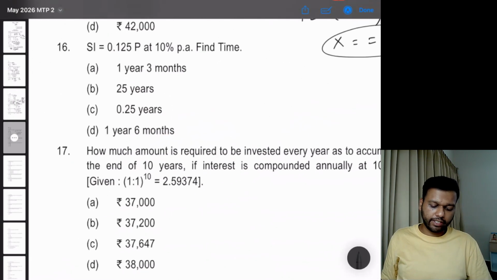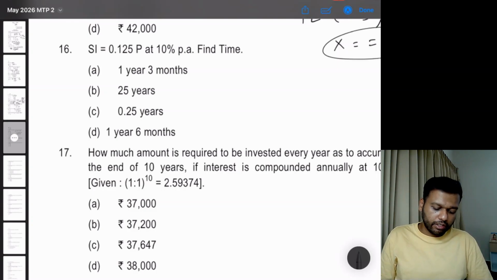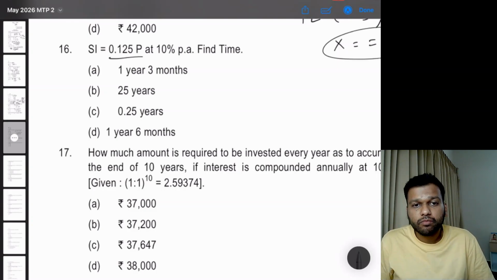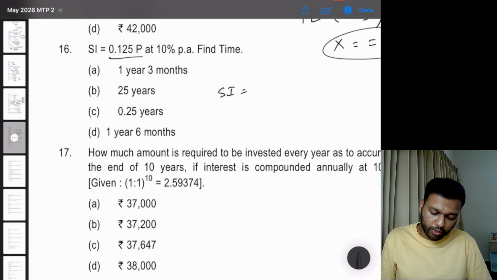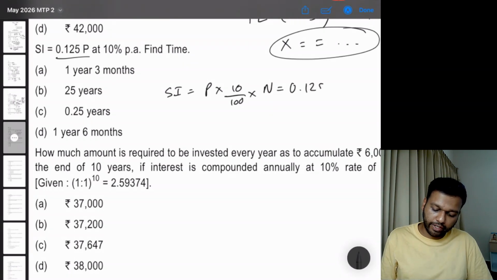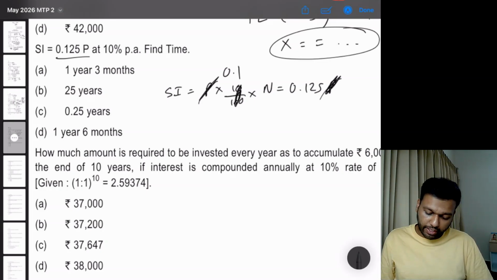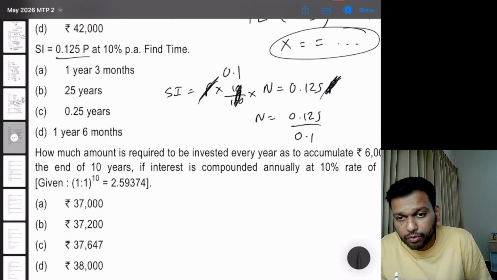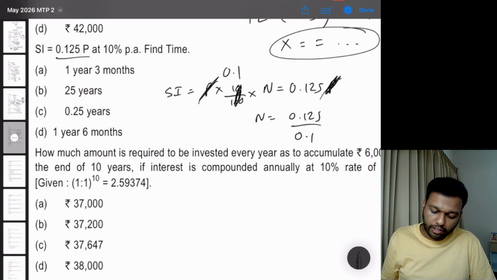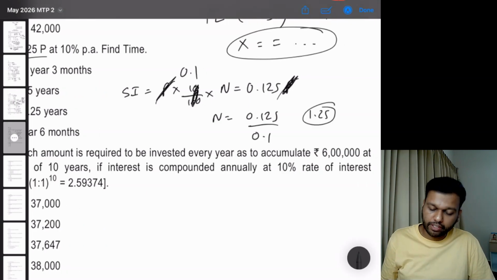Right? 16th. Simple interest is 0.125p at 10% per annum. Find the time. We know that simple interest is what? Principal into interest rate, that is 10%, into time. But they have given it as 0.125p. Right? I can just cancel p. 10 by 100 means 0.1. That means n will be what? 0.125 divided by 0.1. So check on your calculator if you want, or you can just convert it. It will be 1.25 years.